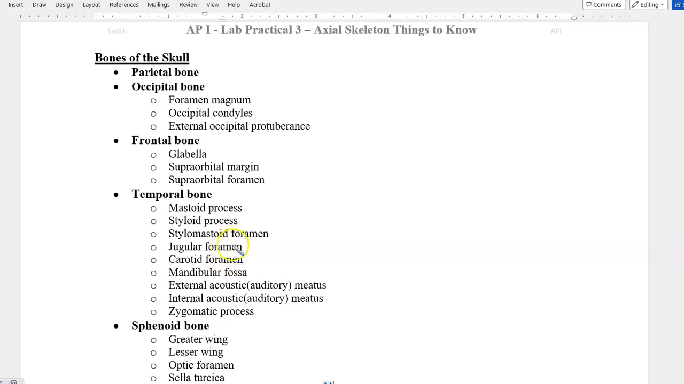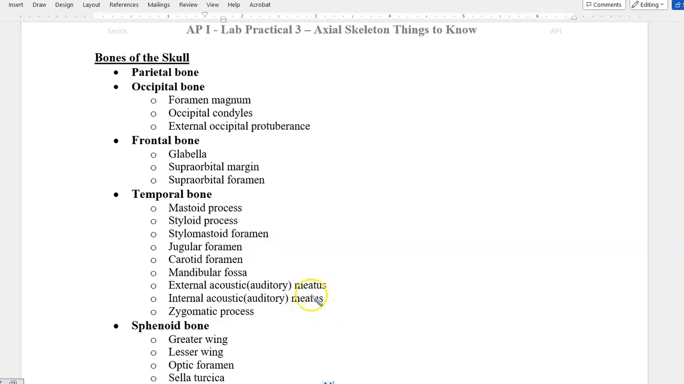So these 3 holes, let's talk about what a process is. A process is something that is protruding off of the bone so that muscles can attach. So we're going to look at some things that are protruding off where muscles would be attaching. And so these are going to be 2 of our easier ones to find first.